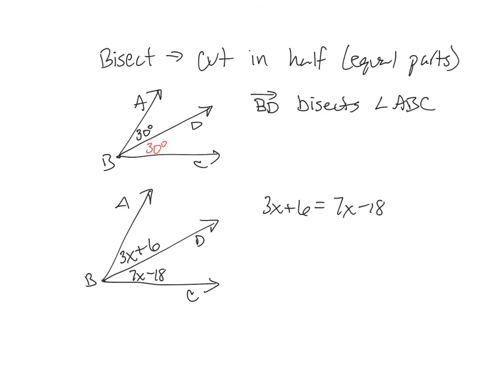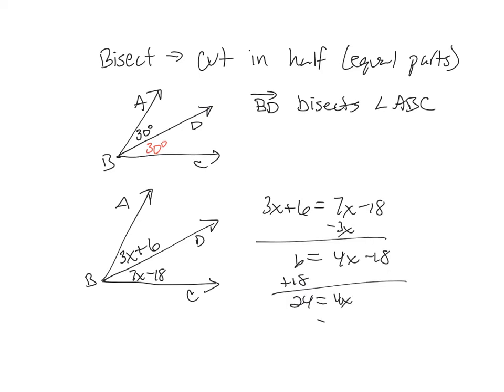Okay, so if I subtract the 3x over and then add 18, I get x equals 6. And then again, be careful that you answer the question. So it could just say solve for x. It could ask for what's angle ABD, or what's angle DBC, or what's angle ABC. You're going to have to plug it in to whatever part or parts you need to do. Unless it says solve for x.